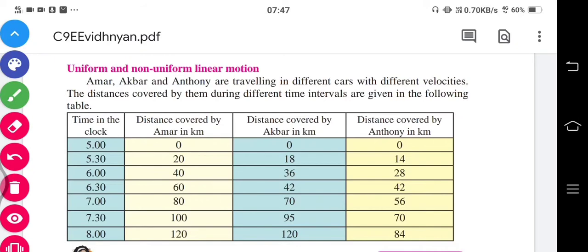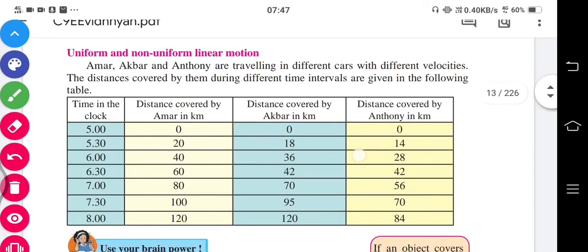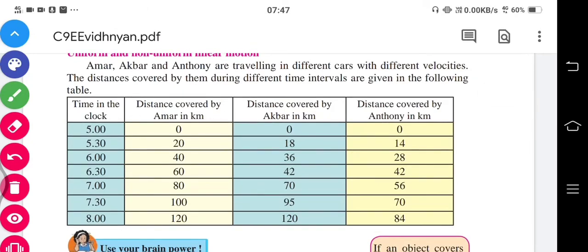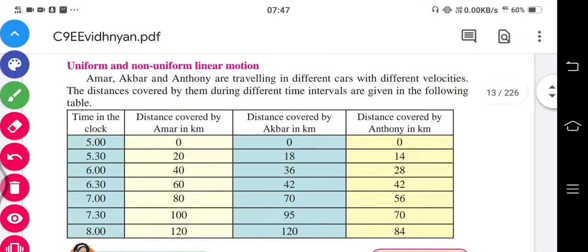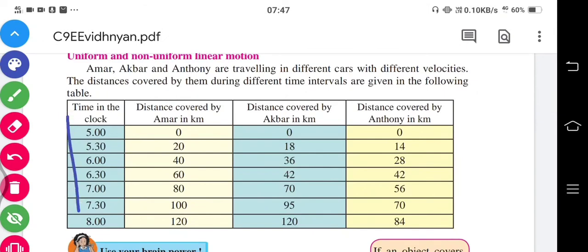So observe this table. It will be easy to understand the actual meaning of non-uniform and uniform motion. Here it is given that Amar, Akbar and Antony are traveling in different cars with different velocities. Okay, you already know what velocity means, correct. So the distance covered by them during different time intervals is given in the following table. The time given here is 5 p.m., 5:30, which means a 30 minute time interval.